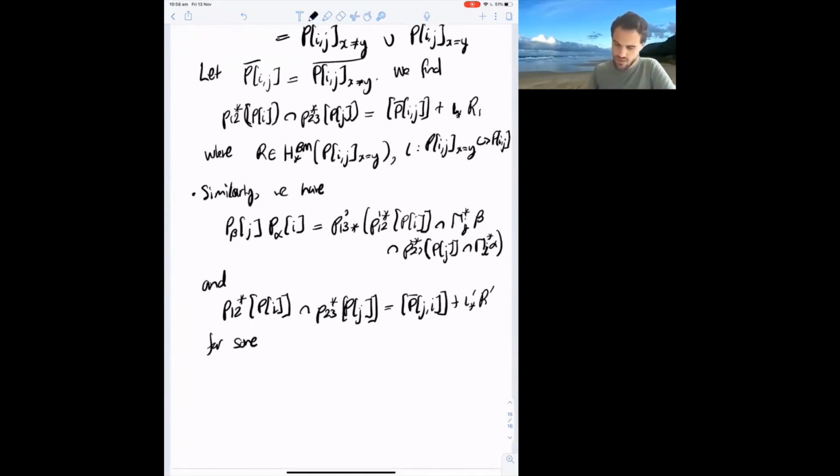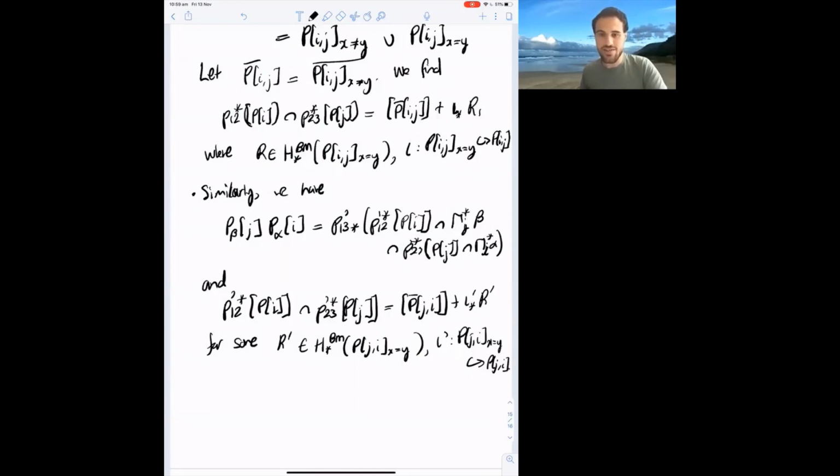Okay, so we change the projections to incorporate the swap of i and j. And so we get this kind of thing. So we have some R prime, which is lying in here. And this is meant to be, whoops, this is meant to be some inclusion. PJI, where x equals y, including into PJI. Okay, so I'm aware that it's 11.5 minutes and I'll be done.